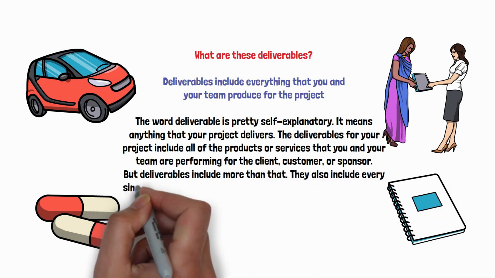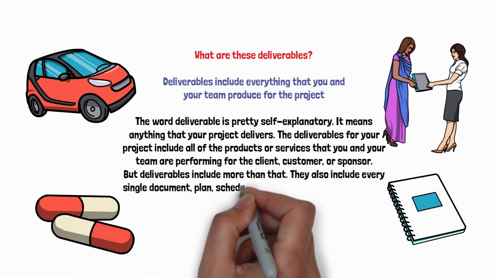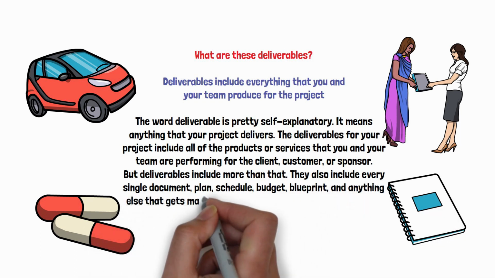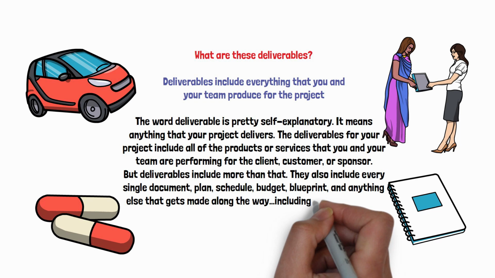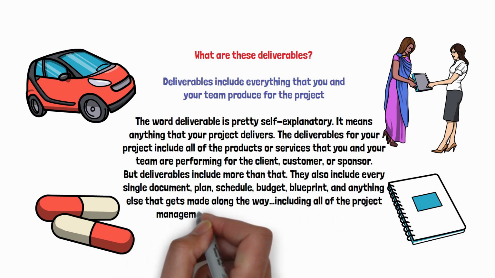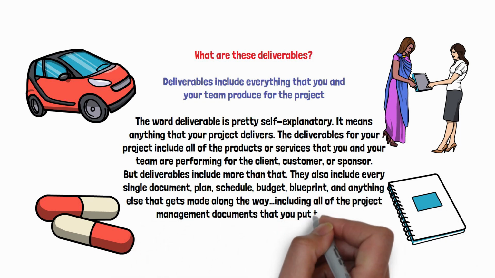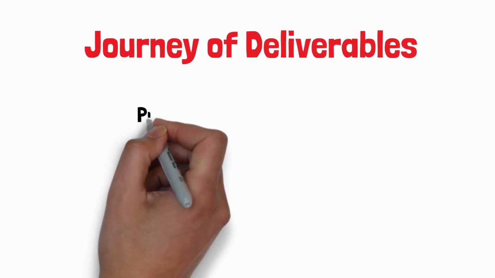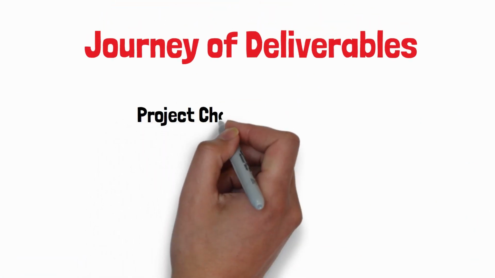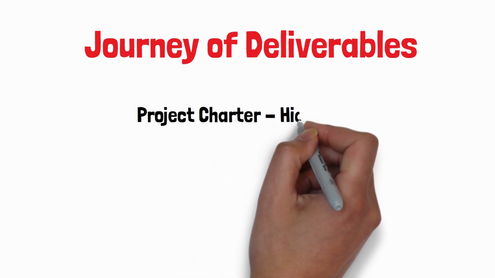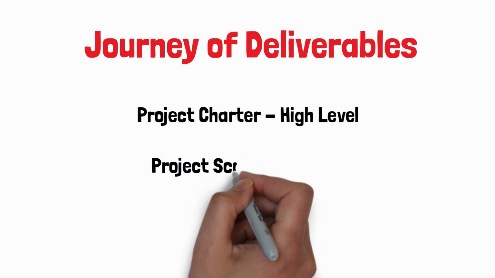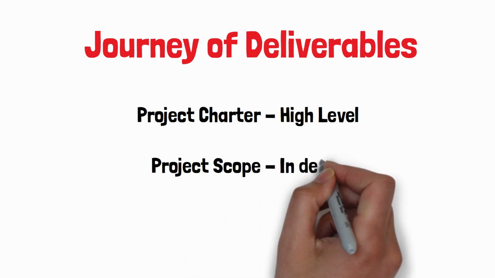But deliverables include more than that. They also include every single document, plan, schedule, budget, blueprint, and anything else that gets made along the way, including all of the project management documents that you put together. We discuss deliverables at a very high level during the project charter creation, but we go into more detail during the scope.